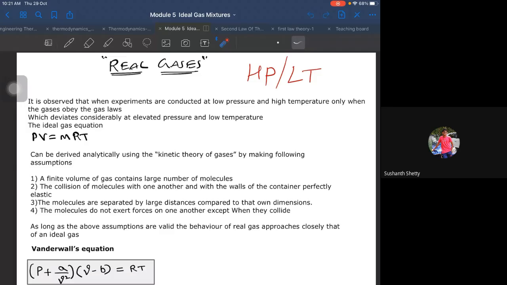They are not ideal gases, but real gases at some atmospheric pressures and temperatures will try to behave as ideal gases. That means at those points, the ideal gas equation gets tallied. And what is that condition was my question in the previous class. I even gave the hint, which is HP and LT. So what are those conditions where real gases will tend to behave as ideal gases?